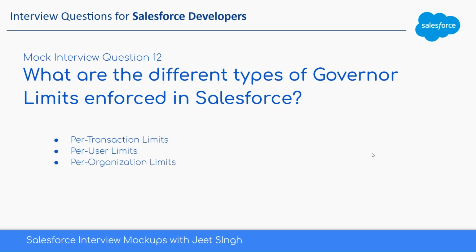Another type of governor limit is per organization limits, which are enforced across the entire Salesforce organization and include limits such as the total number of records retrieved by SOQL queries, the maximum number of Apex classes, triggers, or workflow rules, and the maximum number of custom fields or objects. And then we also have platform-specific limits, which are specific to certain Salesforce features or additions and include limits such as the maximum number of custom tabs, custom objects, or custom fields in a Salesforce org.